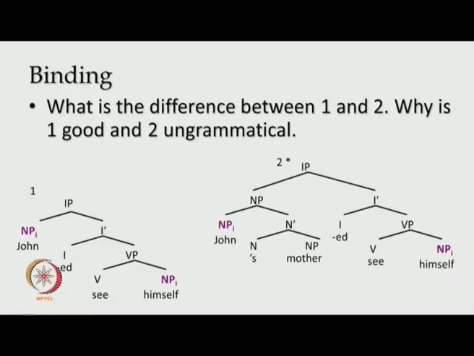When you draw the structure of this sentence, then you will realize that it does not fulfill certain aspects for being antecedent for this reflexive. What are those aspects that it doesn't fulfill? And how do we explain this thing? Look at these two structures, and then you will be able to see why. So what's the difference between 1 and 2? Why is 1 good and 2 not good? That is, why is 1 grammatical and 2 ungrammatical? See the difference between the two structures?